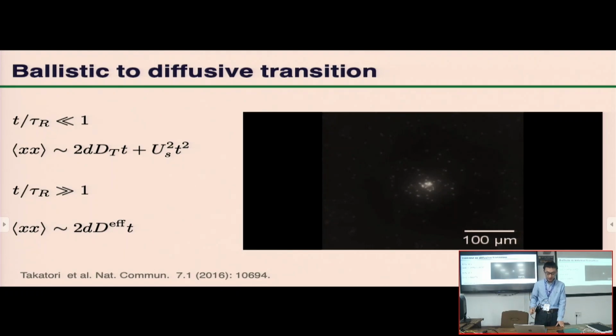And we talked about the long time already. So at long times, if you measure the mean square displacement, it's going to be diffusive. However, the diffusivity is not the Brownian value. It is an elevated effective diffusivity. So tau r essentially defines the important time scale in the system that gives you the transition from ballistic to diffusive behavior over time.